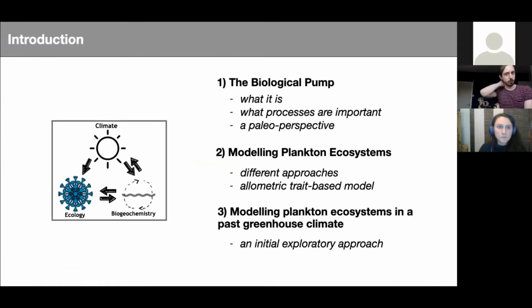I'm going to give you a broad talk today that tries to give you the perspective of developing this model and the challenges that we dealt with. To start with, I'm going to talk about the biological pump, what it is, what processes are important, and why we want to think about the biological pump in the past. I'm going to turn to how we model plankton ecosystems, looking at the principles and concepts that underpin these models, and then how we decided on what model to use. And then let's look at a paper I had, which was the first application of a model of this type to looking at past ecosystems in past climates.